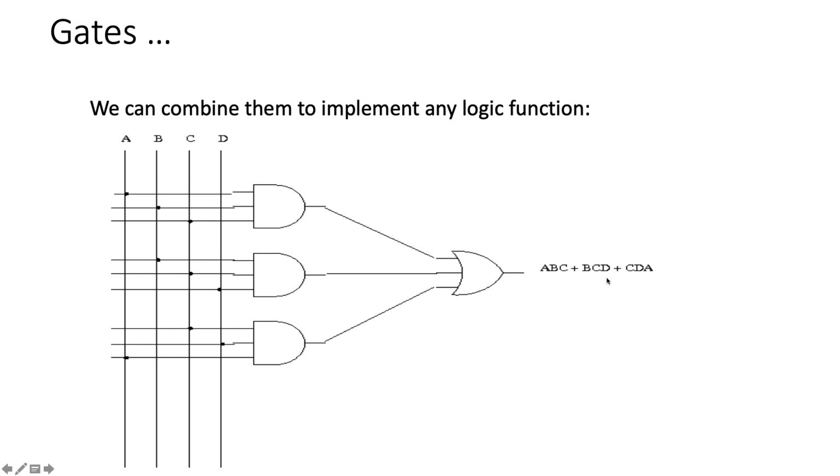What about these pluses? The outputs of these ANDs get fed into an OR gate. That's why you have pluses here. So you have ANDs there, and their outputs are going to get ORed. So simply by combining them, we can implement more complex logic.